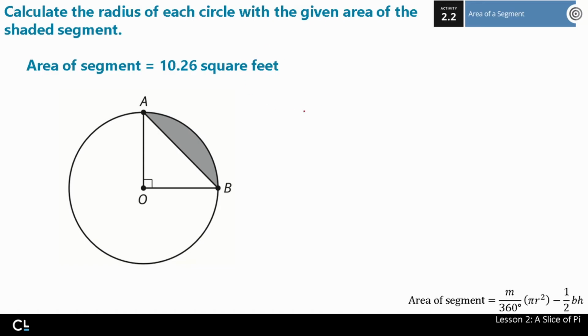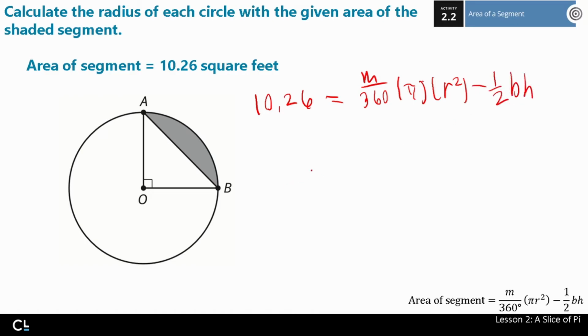So let's write out what we know. We know that 10.26 is our area of the segment, which is down here in our formula, and we're going to set that equal to m over 360 times pi. I'm going to break it up again, times r squared minus 1/2 BH. Now, a couple things we know. We know that we have a right angle here. We also know that the base of my triangle, OB, is also a radius, r. And the height of my triangle, OA, is also r. So for our base and our height, we could plug those in as r.